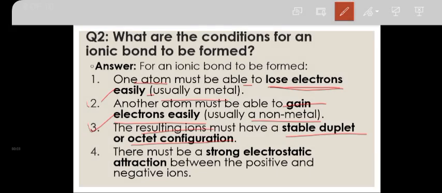The last condition required for the formation of an ionic bond is that there must be a strong electrostatic attraction between the positive and negative ions. These are some of the conditions that are necessary for ionic bond formation.